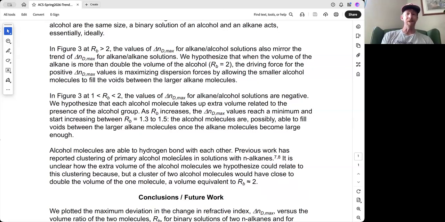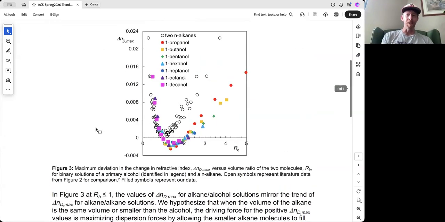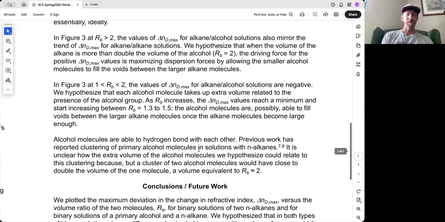So alcohol molecules are able to hydrogen bond with each other, generally known. Previous work has reported clustering of primary alcohol molecules in solutions with n-alkanes. Primary alcohol, by the way, I haven't said what that means. That means that on the alkyl chain, the alcohol's on the end. It's called a 1-alcohol. One refers to the fact that the OH is covalently bonded to the number 1 carbon, meaning the first one or the end one.